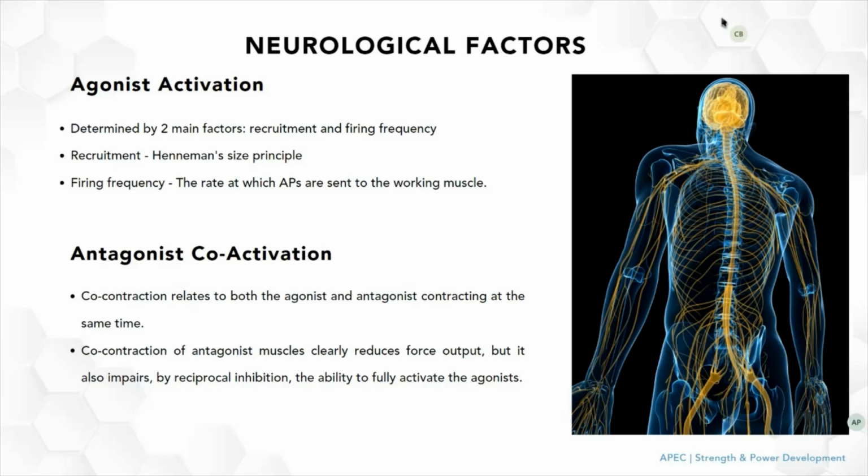And on top of that, we also get something called reciprocal inhibition. When the antagonist muscle, in this instance the hamstrings, are contracting, there's a signal sent down from the brain to stop you contracting the quadriceps, okay? So what we want to try and do with training is reduce antagonist coactivation.